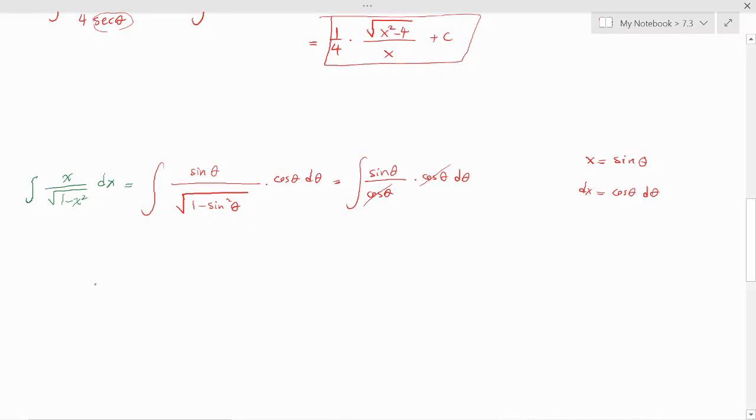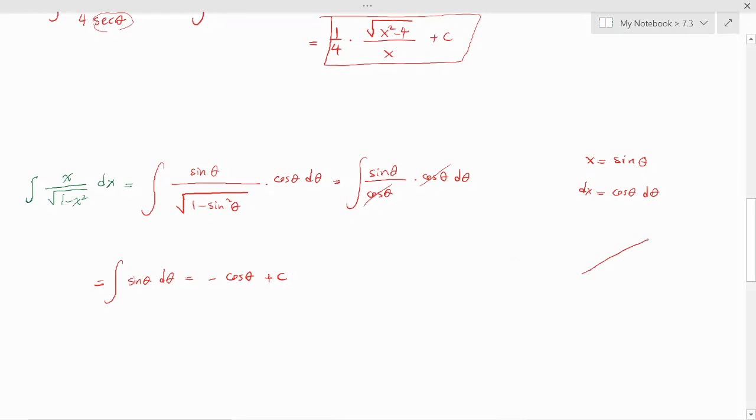Okay, these two can cancel out. What you get is the integral of sine theta d theta. What is that integral? It's simply negative cosine theta plus some constant. Right, so this would be the answer.